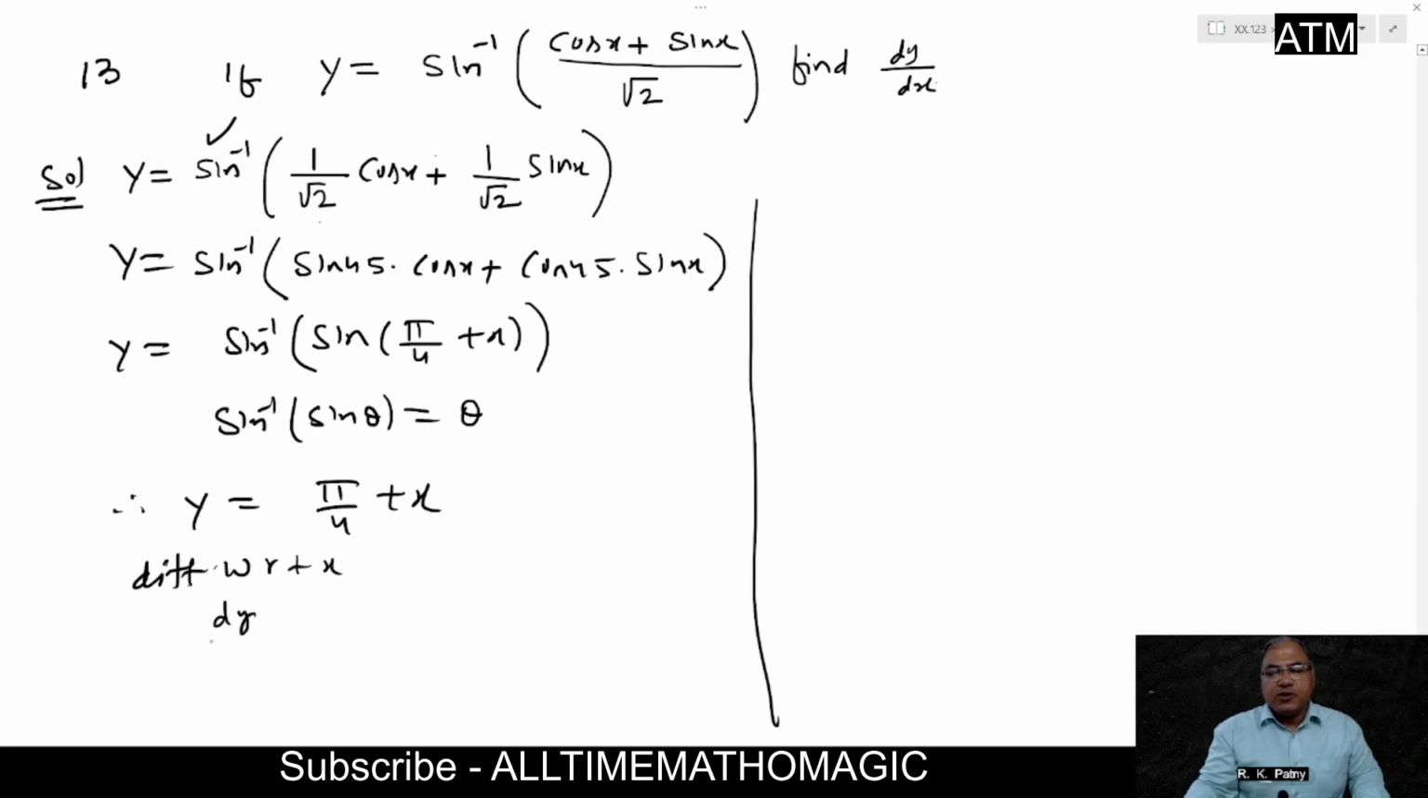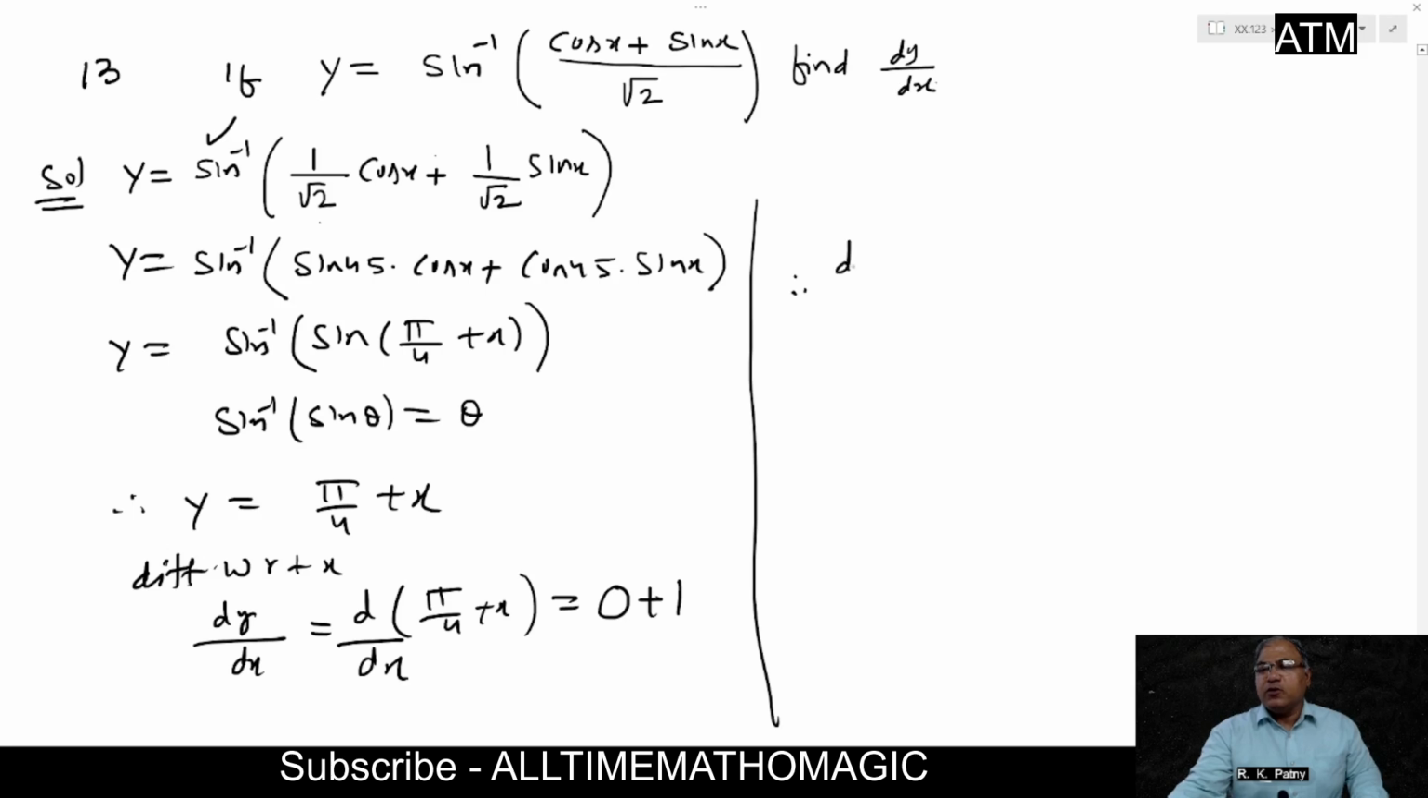So dy by dx equals the differentiation of pi by 4 plus x with respect to x. The derivative of pi by 4 is 0 and the derivative of x equals 1. Therefore, the differentiation of sine inverse of (cos x plus sin x) upon root 2 with respect to x equals 1. This is the required solution.